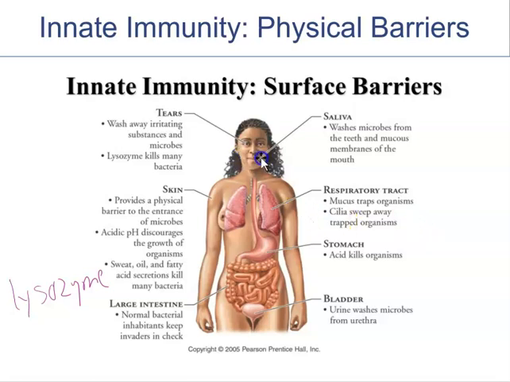Well, what if it comes in your mouth and you swallow it? Well, we have hydrochloric acid in our stomach, and that keeps the pH of your stomach around 2. So that will help kill things.